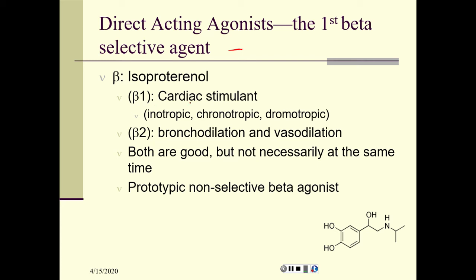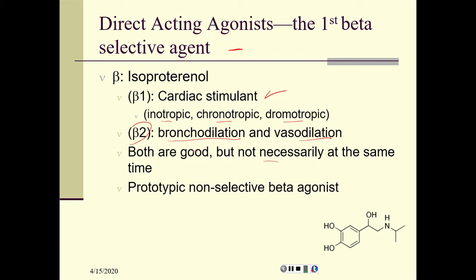Because it activates beta 1 receptors on the heart, we call it a cardiac stimulant, and that is, it produces inotropic, chronotropic, and positively dromotropic effects. You should know what those words mean by now. It also activates beta 2 receptors, and the predominant effect of beta 2 receptors we see is vasodilation and bronchodilation, which means this could be good use for asthma. Both of these effects are good in some clinical situations, but not necessarily at the same time.